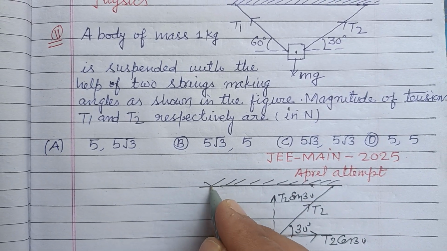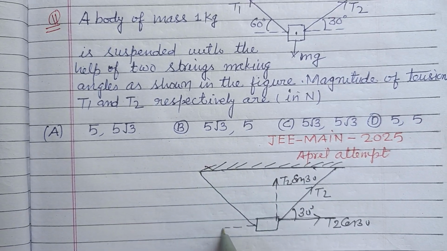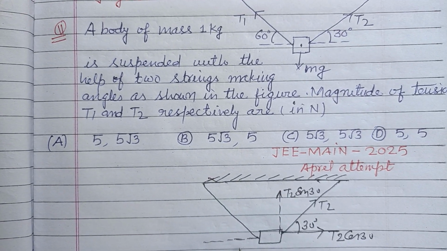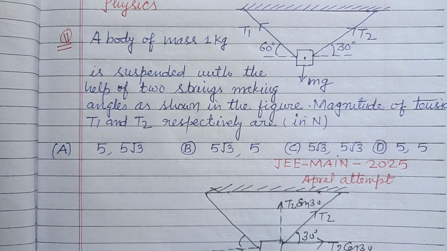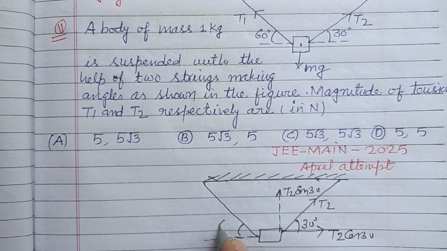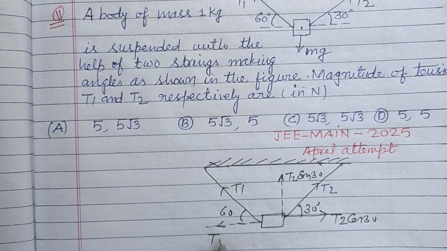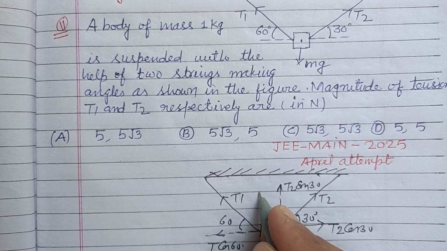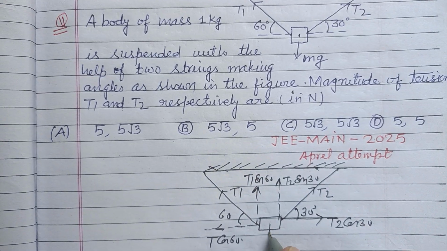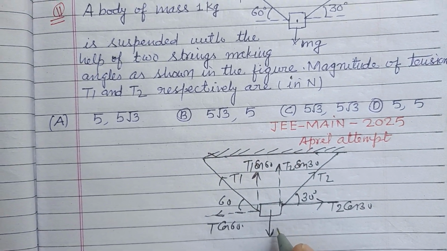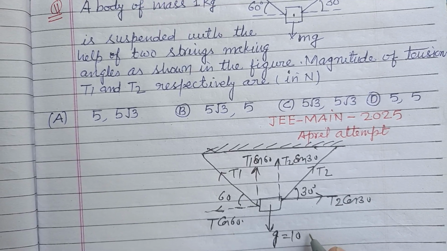and here it is connected with another string whose inclination or slope from this horizontal line is 60. Tension is T1. We resolve this tension T1 cos 60 and T1 sin 60. Okay, and its weight works in downward direction, which is mg. M is 1, so 1g or 10 Newton.